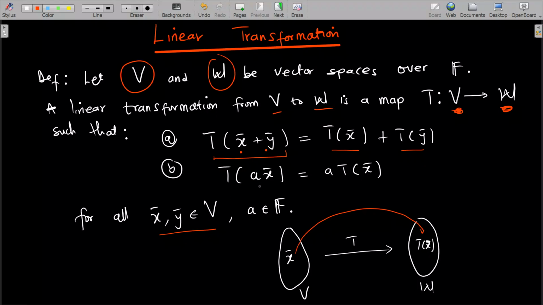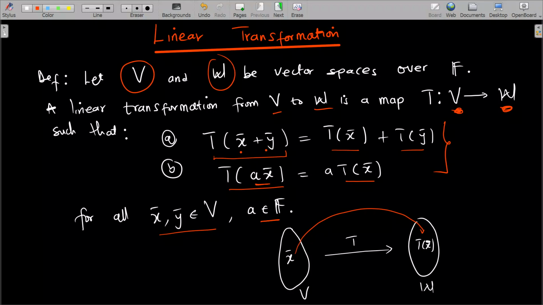And also, if you multiply any vector in V by some scalar in the field and you take the transformation, whatever result you get should be the same as taking the transformation of the original vector x before you multiply the result by the scalar. So T of a times x should be equal to a times T of x, sorry. So these two things should be satisfied in order for our transformation to be a linear transformation.